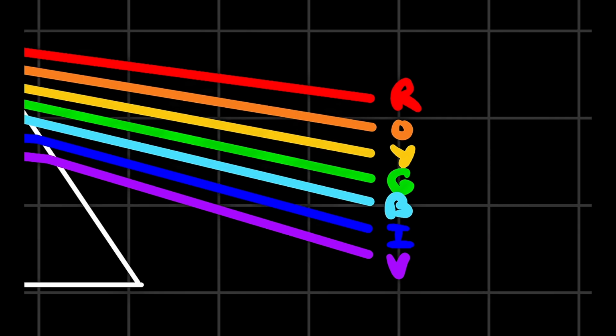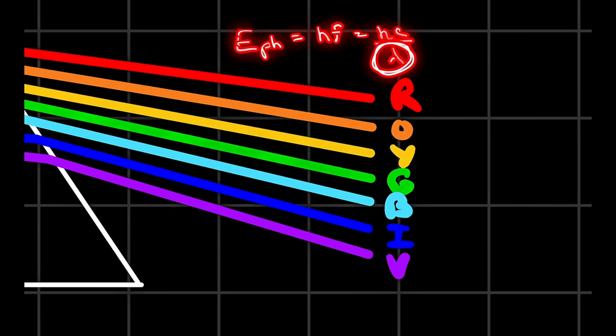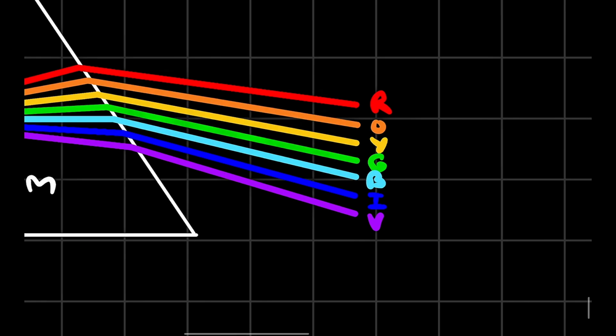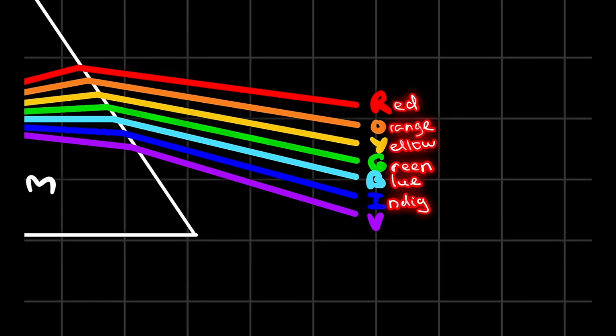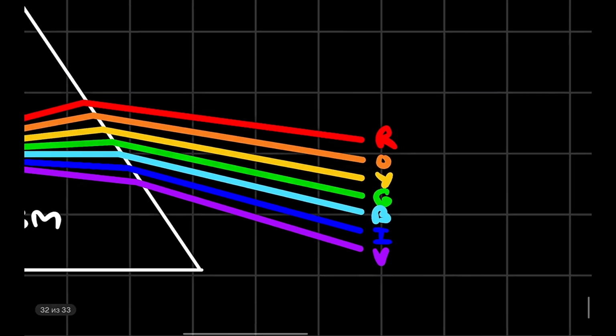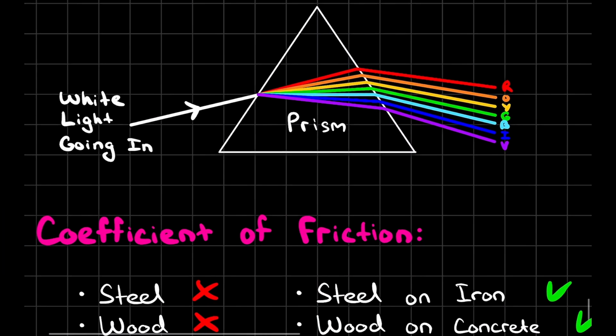Because due to Max Planck's theory, the energy of an individual photon is hf or hc divided by lambda. As you can see here, lambda is inversely proportional to the energy of the photon, and frequency is directly proportional. Okay, good. So these colors are red, orange, yellow, green, blue, indigo, and violet. This is the order in which our white beam of light will split.